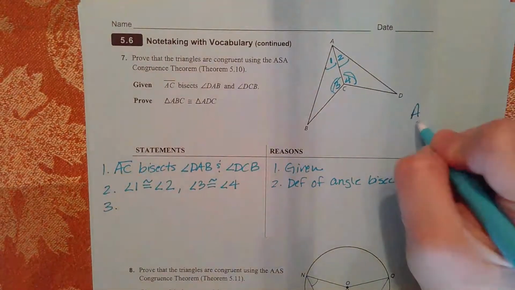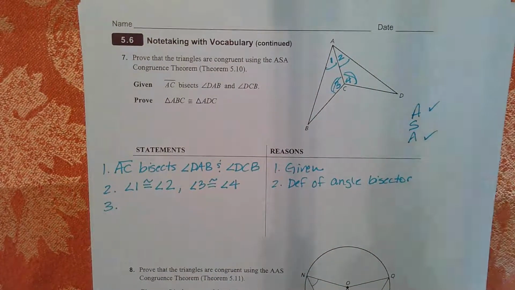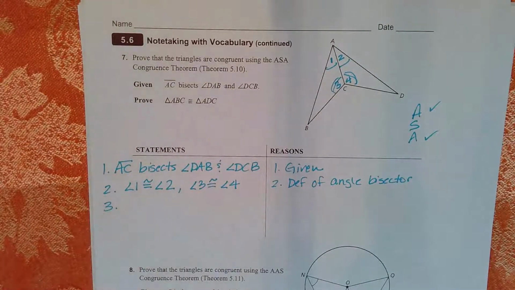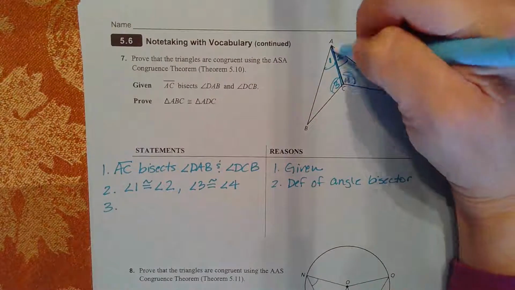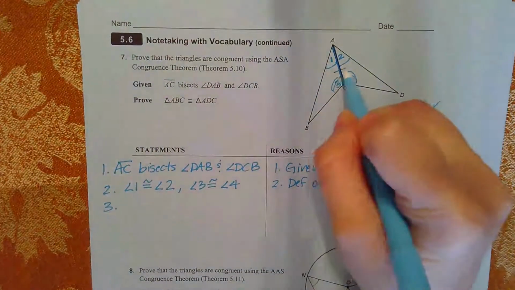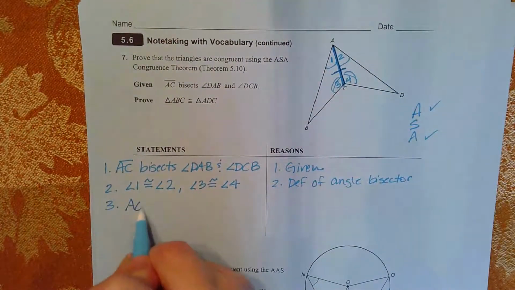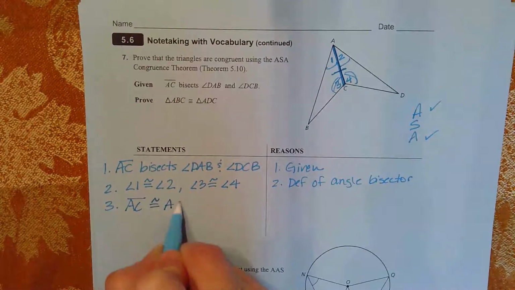So I told you we're going to use angle, side, angle. And so we just did two angles, right? We just showed that two angles are congruent. We need a side. Do you see the hidden information here? Do you see the side that's congruent? Hopefully you're recognizing that this is the reflexive property. And so I know that that side is congruent to itself. And that's our hidden information.